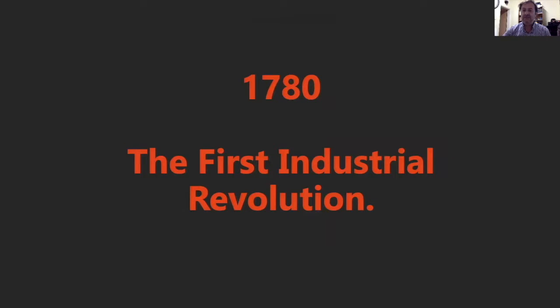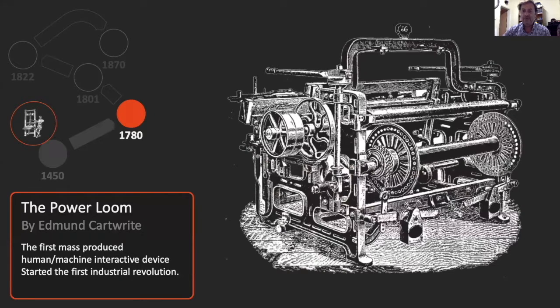1780 marks the beginning of the first industrial revolution. It is now more than 200 years since the beginning of one of the most incredible periods in human history. The world changed from a handcraft economy to one dominated by industry, machine, and manufacturing, starting in Britain in the 18th century and from there spread to other parts of the world.